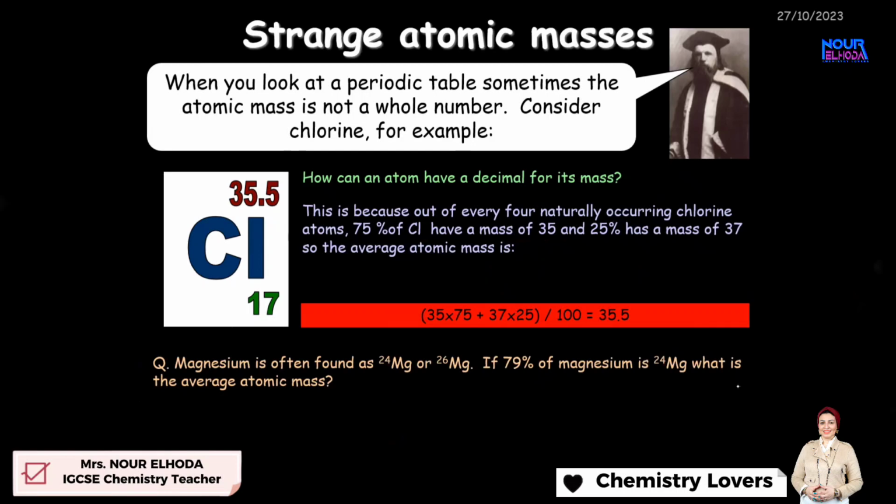This is our last one. If I'm talking about magnesium, who can tell me? I was having magnesium-24 and magnesium-26. The percentage of magnesium-24 is 79%. So what is the percentage of magnesium-26? Both together are 100%. So if this magnesium is 24, then magnesium-26 would be what? 21.